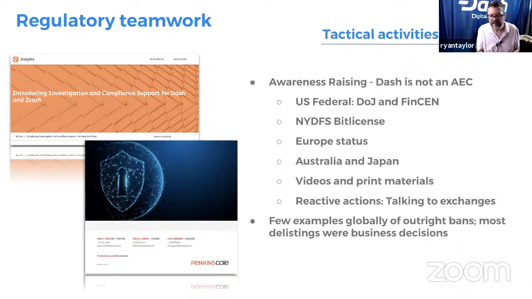Then with FinCEN, right before the holidays, I think it was the 22nd of December, they came out with a proposed rulemaking for cryptocurrencies and exchanges specifically, and the data that they would need to collect on transactions. And again, referenced Dash as an anonymity enhanced cryptocurrency. We responded to that. We published the response that we gave to the proposed rulemaking. We feel it was a strong response, and we are actively working on this.